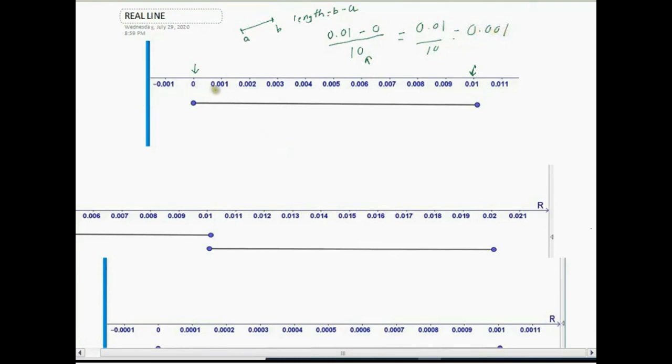0.001. Look at this, 0 plus 0.001 we get 0.001. Again adding 0.001 we get 0.002. Again adding 0.001 we get 0.003 and so on. So each interval can be divided into 10 equal parts. So this is 0 to 0.01. Now 0.01 to 0.02 is the second interval. 0.01 to 0.02 can also be similarly divided into 10 equal parts.